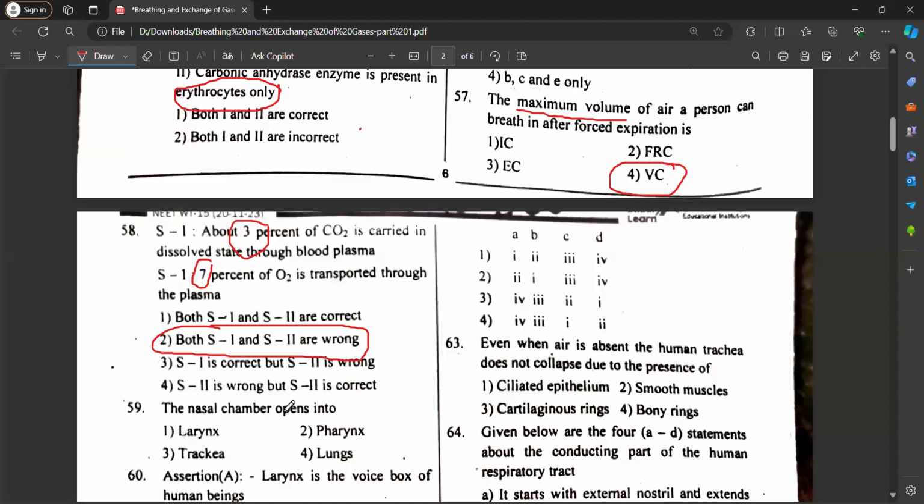The nasal chamber opens into larynx, pharynx, trachea, lungs. So, nasal chamber opens into pharynx.